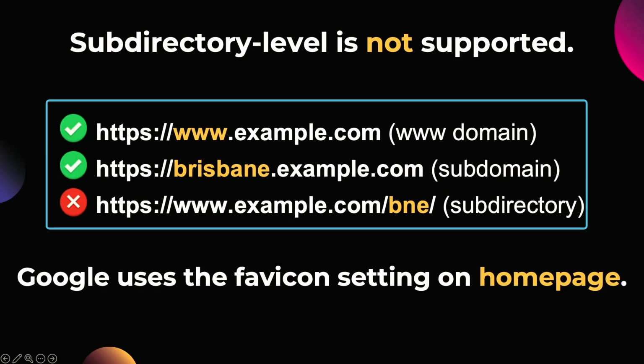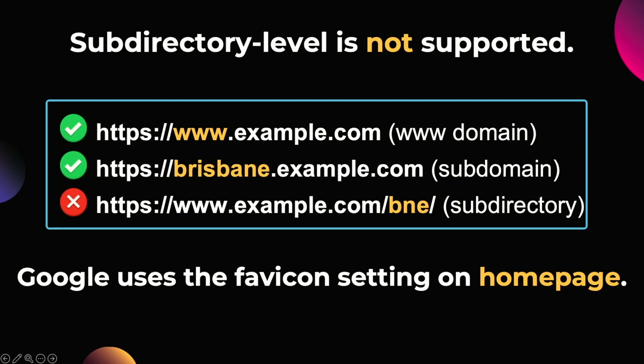Here's a key technical rule for favicons that's important to understand. Google Search supports only one favicon per host name, which is your domain or subdomain. A subdirectory, on the other hand, will always use the same favicon as its main domain. For example, a subdomain like brisbane.example.com can have its own unique favicon.